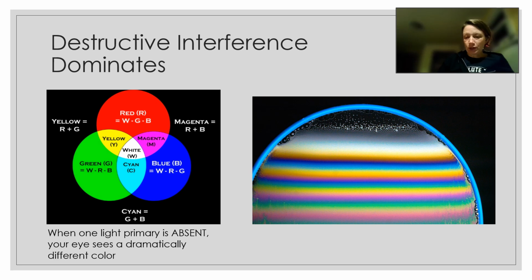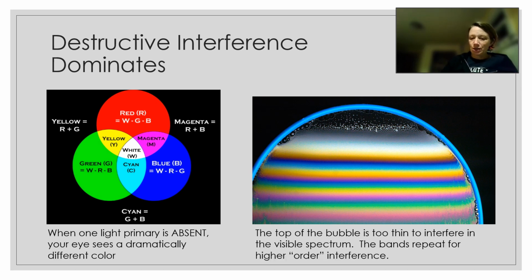Here's a blown up picture of a bubble, and you'll see that the colors that you primarily see in this are the cyan, the yellow, and the magenta. You might see some little bits and pieces of constructive interference and other colors in there, but primarily it's sort of a repeating rainbow of yellow, cyan, and magenta. The top of the bubble doesn't have colors, and that's because it's too thin to interfere in the visible spectrum. We'll probably do some practice on that in class.